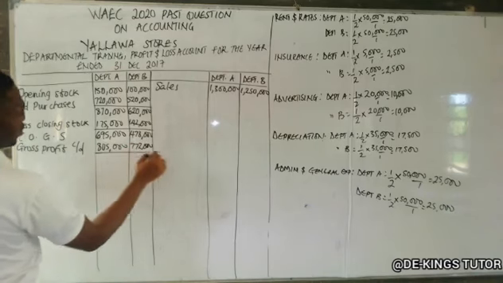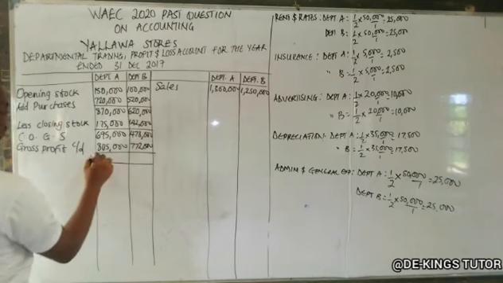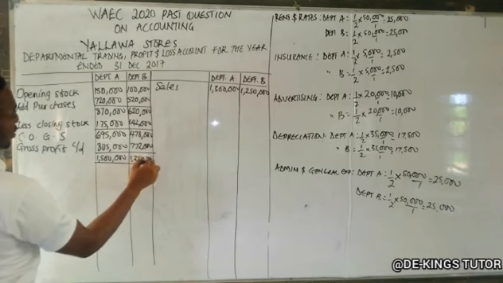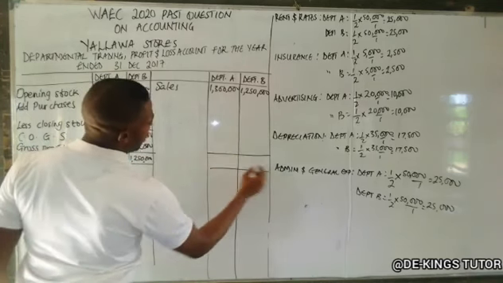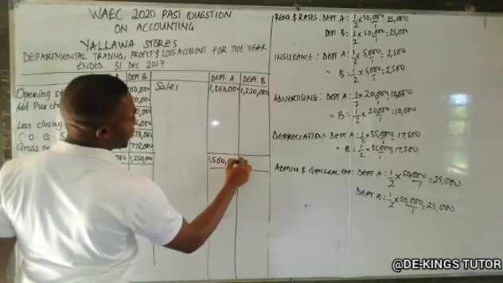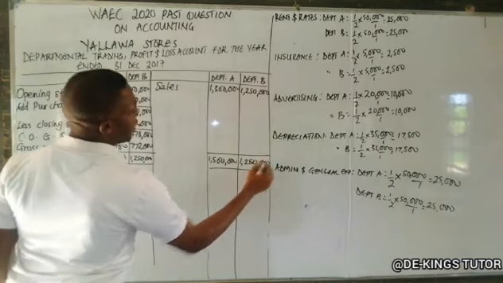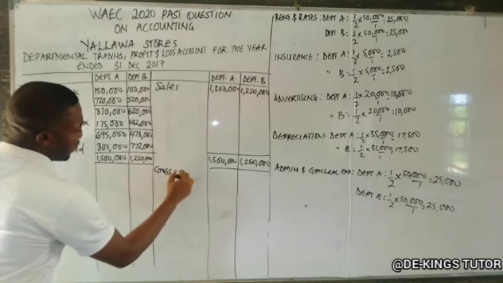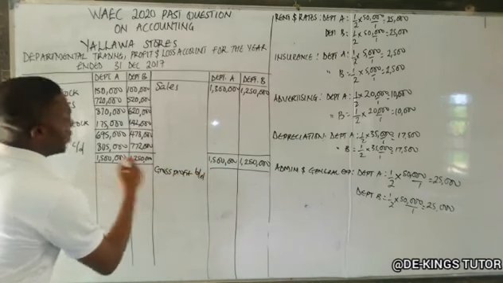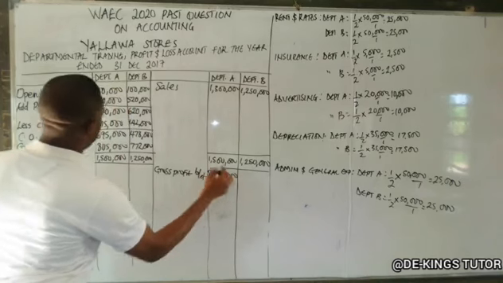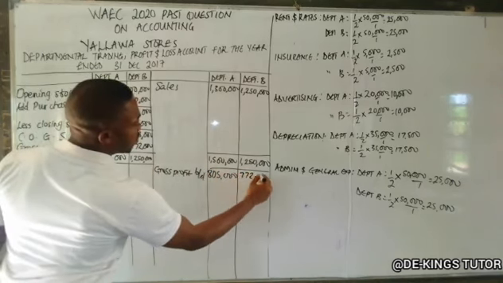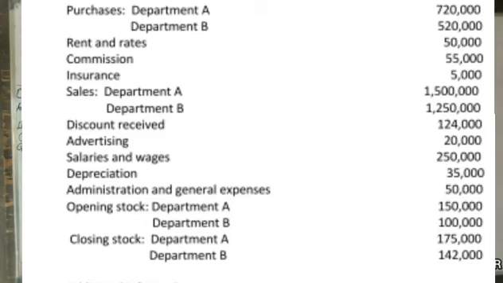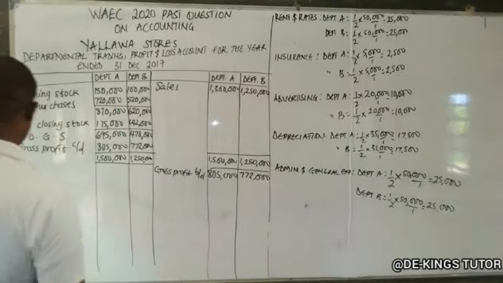So 1,500,000, 1,250,000. So gross profit carried down will be brought down here. So I have gross profit brought down. So this is 805,000, and this is 772,000. Okay. So the other thing now is to check if we have expenses or income. What I tell students mostly, whenever you want to start something, start afresh from the question. Start scrolling down one after the other to see so that you don't skip any of them. So the first thing there is purchases. We have treated that.